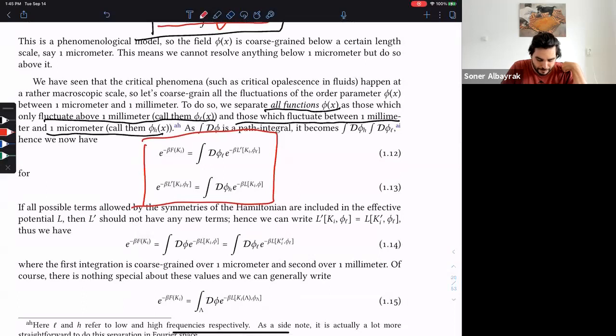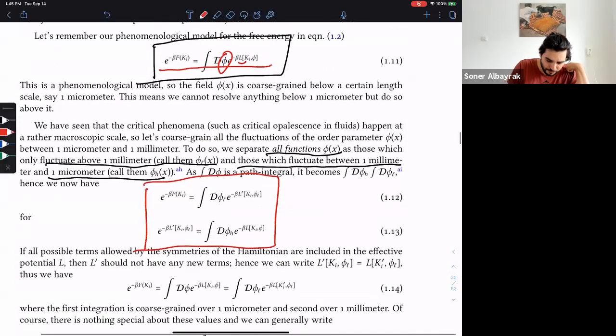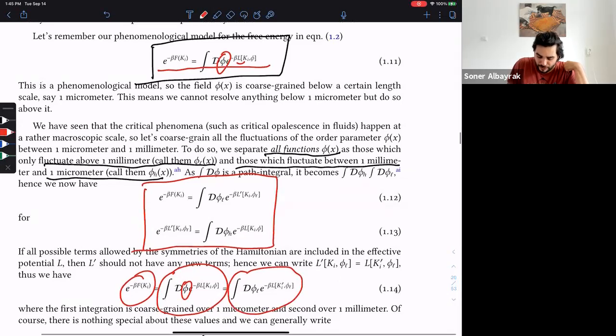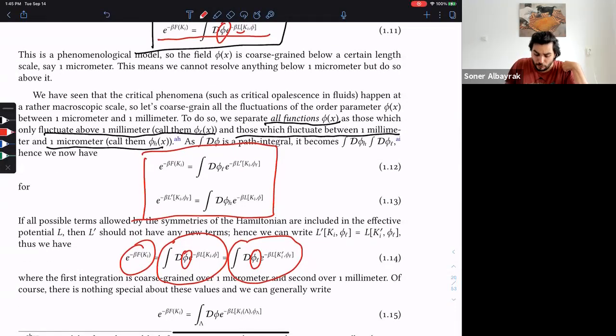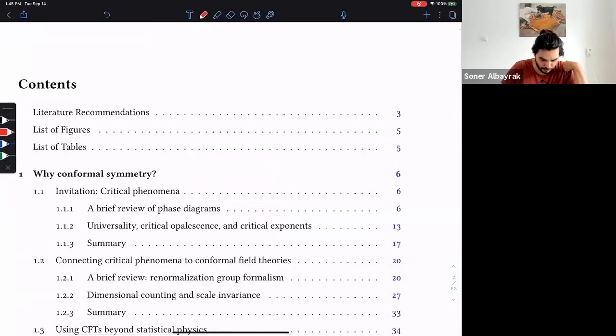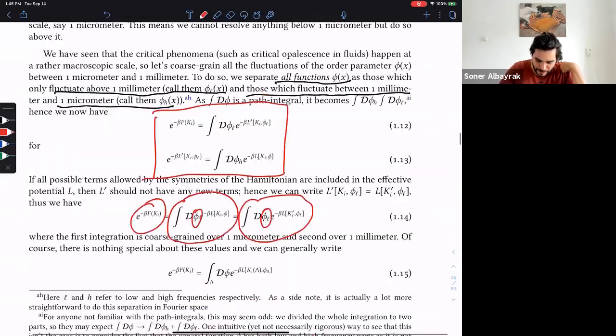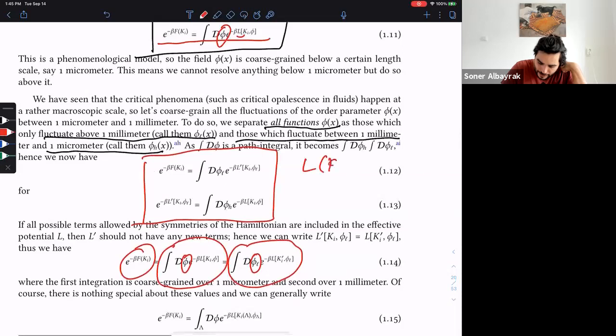That means this e to the minus K can be written either as an integral over functions that fluctuate above 1 micrometer, or another integral with functions that fluctuate above 1 millimeter. Actually, it was the other way around, but anyway. So that's it. And the only difference is that in one case I had L, K, phi, and in the other case, I had L prime, K, phi L, the low frequency mode.